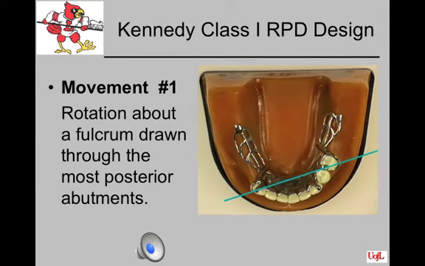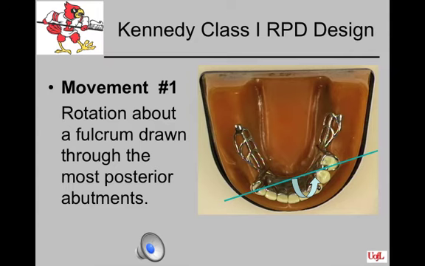Let's look at the various movements that a Kennedy Class 1 RPD might make under various forces. The first is rotation around the fulcrum drawn through the most posterior abutments, through that canine and that second premolar. When the patient bites down, the anterior of the partial denture wants to lift up as it rotates around the fulcrum line. That major connector in the front wants to lift up.